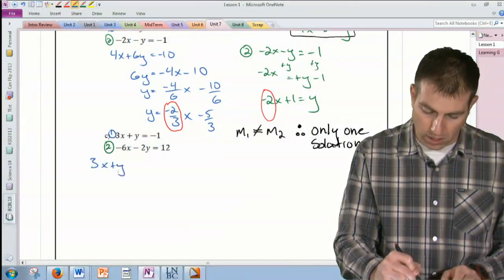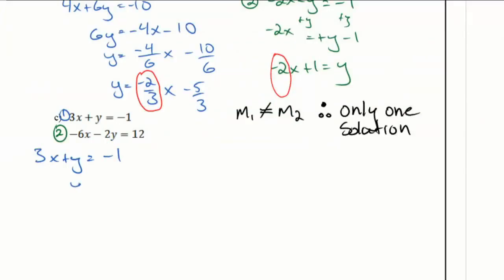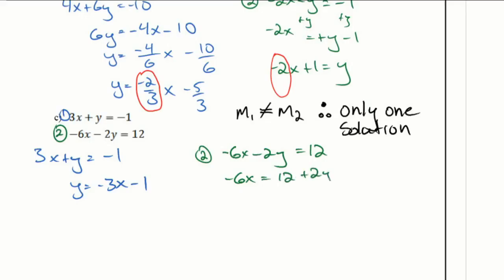So 3x plus y is negative 1, I get y is negative 3x minus 1. Second one, negative 6x minus 2y is 12. I'm going to move the 2y to the other side. I'm going to subtract 12 from both sides. And I'm going to divide everything by 2.